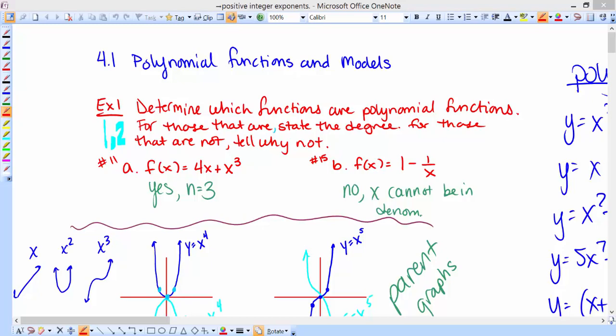4.1 Polynomial Functions and Models. So this first video is just going to cover examples 1 through 3, and it really should just be a review of what you guys did last year in Math 3.